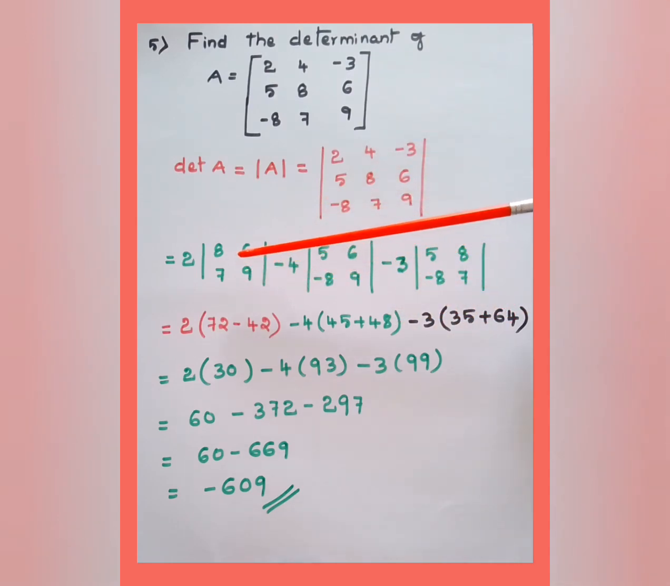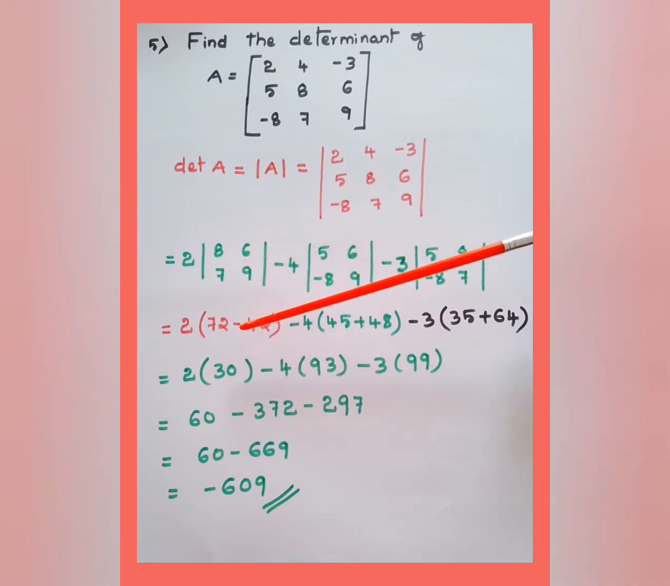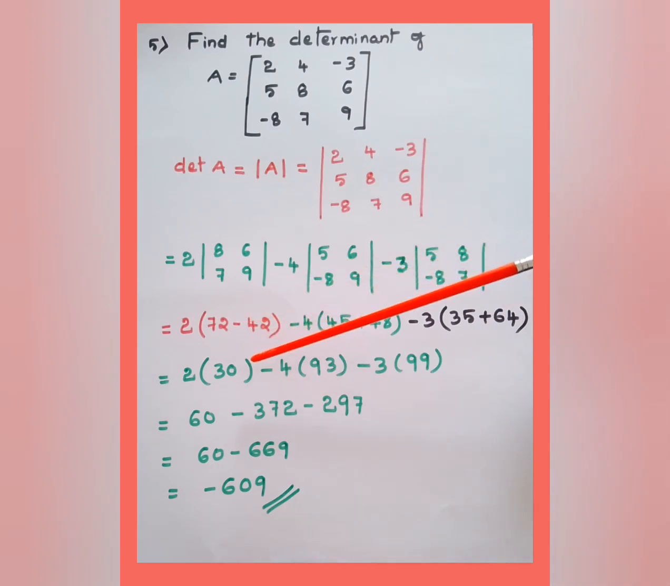So cross multiply, 8 9s are 72, minus of 7 6 are 42. Minus of 4 and cross multiply 5 and 9, we get 45. Minus of this, minus into minus is plus, so 8 into 6, 48. Minus 3, 5 7s are 35. Minus of minus, so plus 8 8s are 64. Again here we have to subtract, 72 minus 42 is 30. Then 45 plus 48, 93. 35 plus 64, 99. Then you multiply with all this.